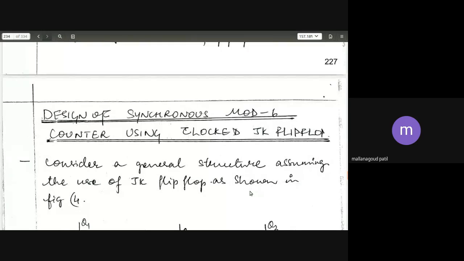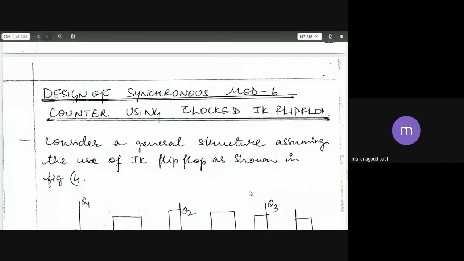Then you can take one example: design a synchronous mod 6 counter using clock D JK flip flop. Next I can tell you how best to design. First, synchronous: the concept you know, all the clocks have to be connected simultaneously and given a clock. Mod 6 means one can go for 6 digits, 0 to 5. Mod 8 is 0 to 7, mod 4 is 0 to 3, one less than the mod. If I have a design of mod 12, mod 12 will be 0 to 11.